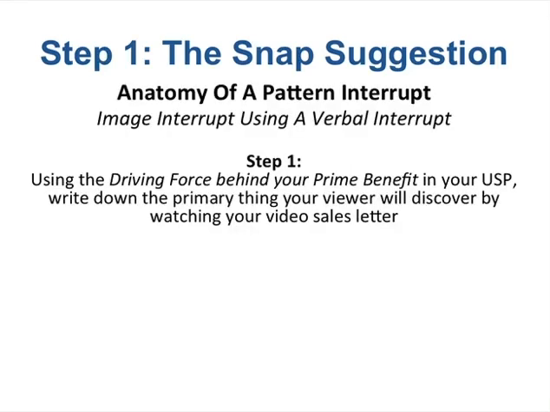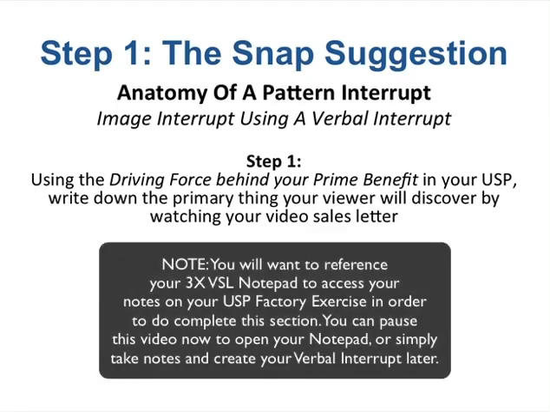few minutes. Before I go over to that, I want to go over the verbal interrupt because I promised that I would. So step 1, here's how you build the verbal interrupt. This is where you want to go back to your driving force behind your prime benefit in your USP. Before I go any further, now you see why you were doing all the USP homework before. Now you see why you had to pull out your prime benefit. What's the number one thing, the most unique thing that your product or service solves for your reader or your client? The most unique thing.